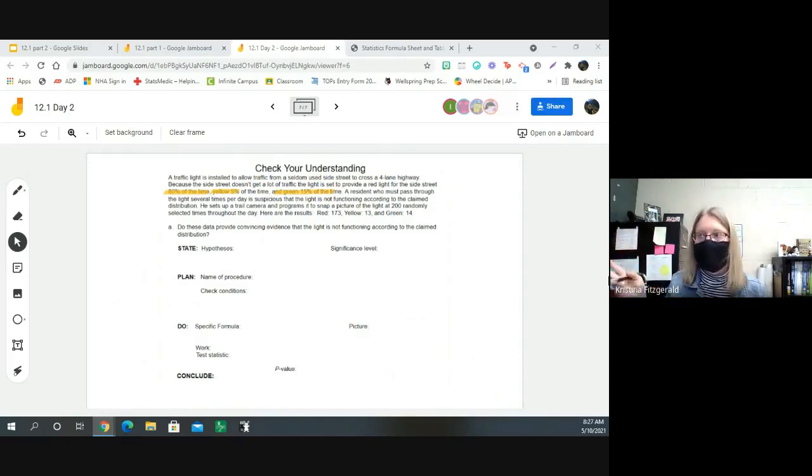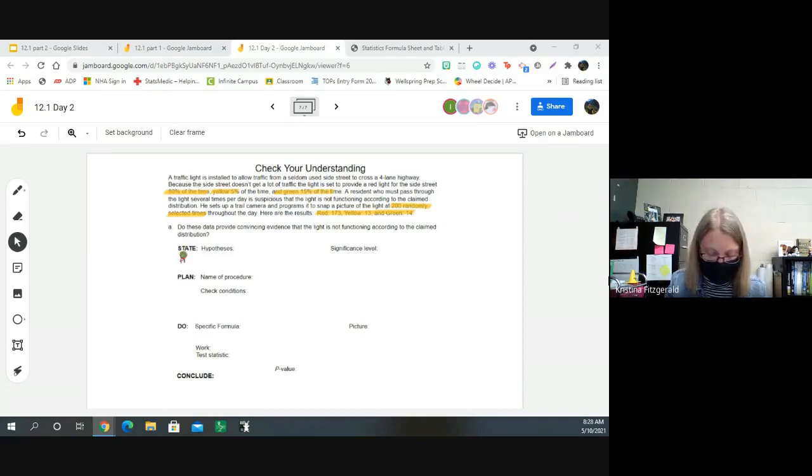So we've got 3 categories of colors. Those are the chances you hit those lights. You set up a trail camera, because that's not creepy. It's programmed to snap a picture at 200 randomly selected times throughout the day. So here are the results, our distribution of the different colors. That's going to be important because, based on our 200 lights, we have to figure out what's going on. So let's go ahead and set up our hypotheses.